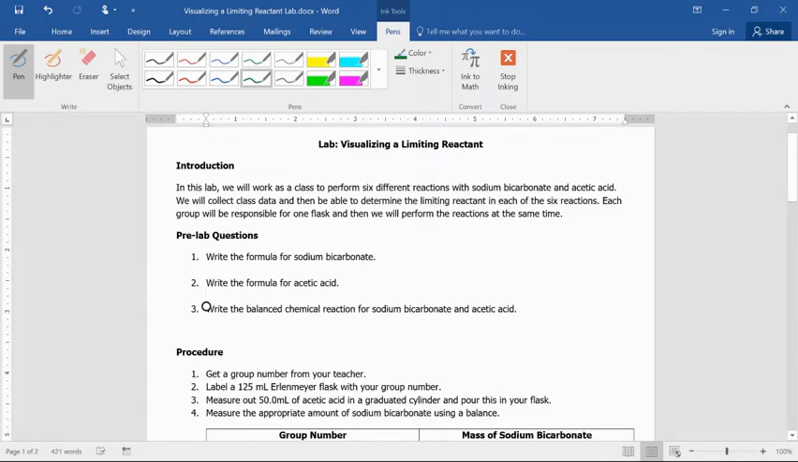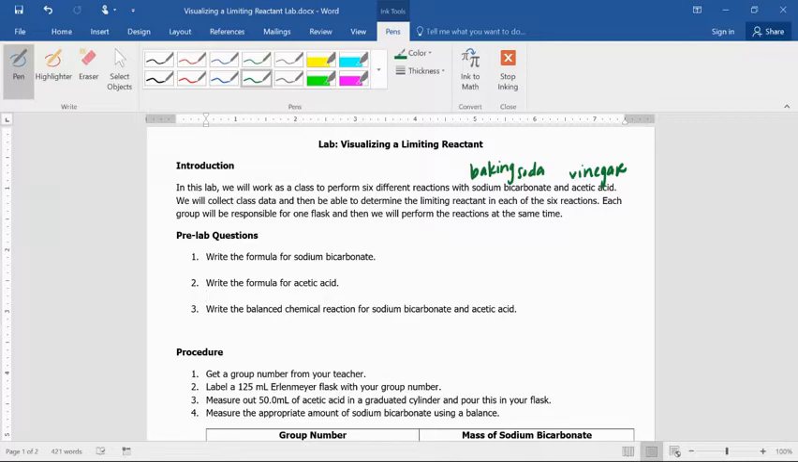So today we are going to do a lab where we are going to visualize what a limiting reactant looks like. And we're going to react sodium bicarbonate, which is just baking soda, with acetic acid, which you might know as vinegar. And we are going to collect the gas that's produced in a balloon and then be able to actually visualize which of the reactants is limiting.